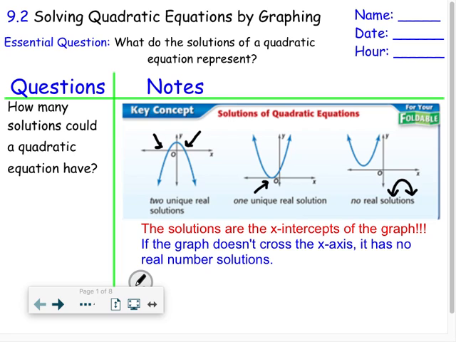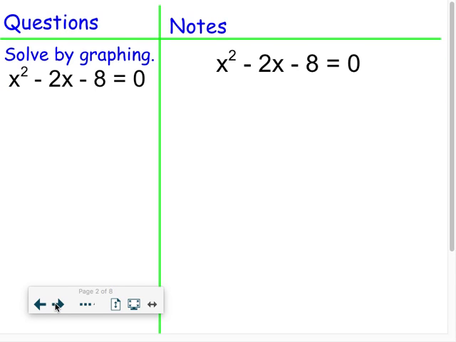All right. Now in this lesson, we are going to focus on using a graphing calculator to find the solutions. So we're not going to graph by hand today. We're going to graph on the graphing calculator. So we are going to graph four different quadratics and find their intercepts. So here's our first one. x squared minus 2x minus 8 equals 0.